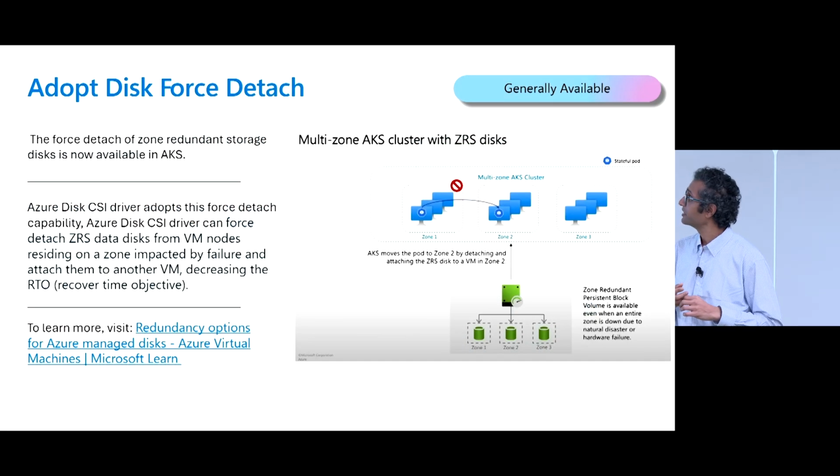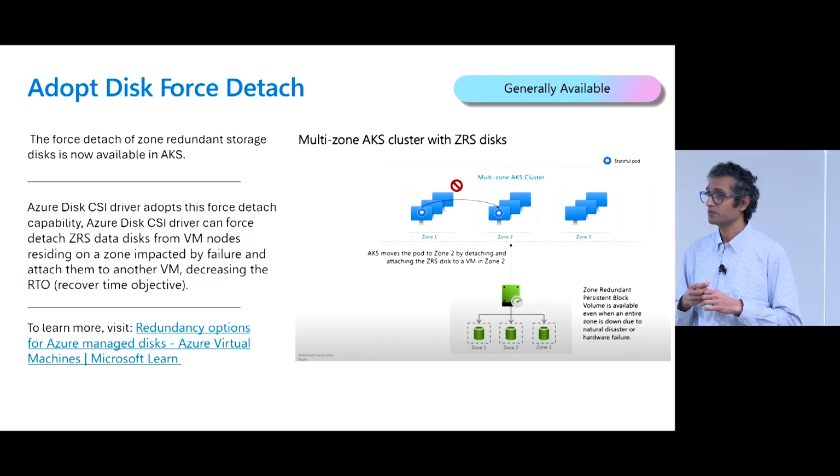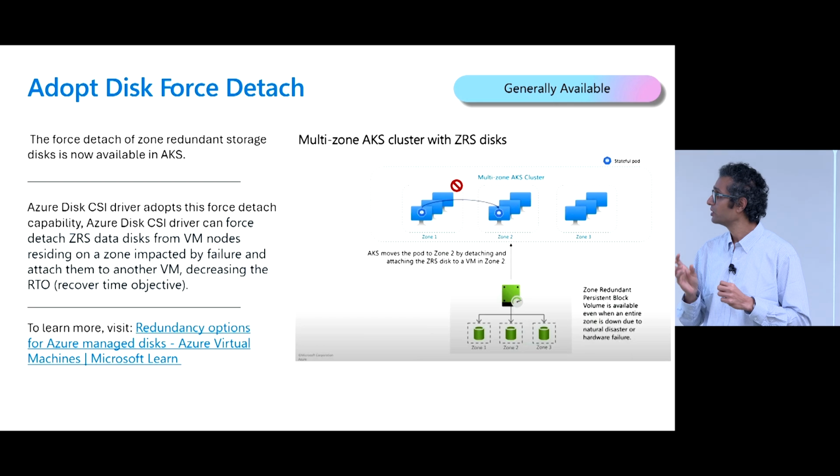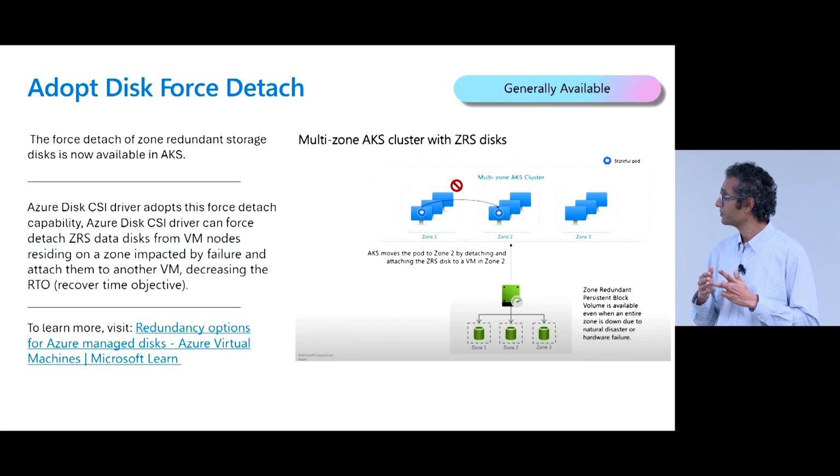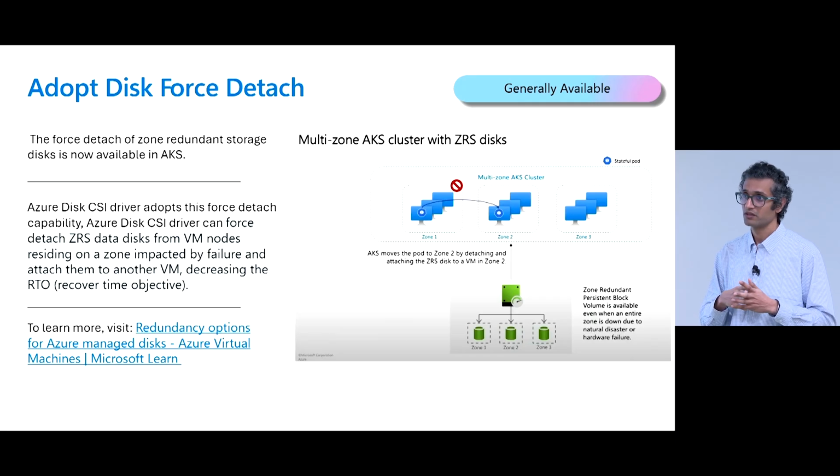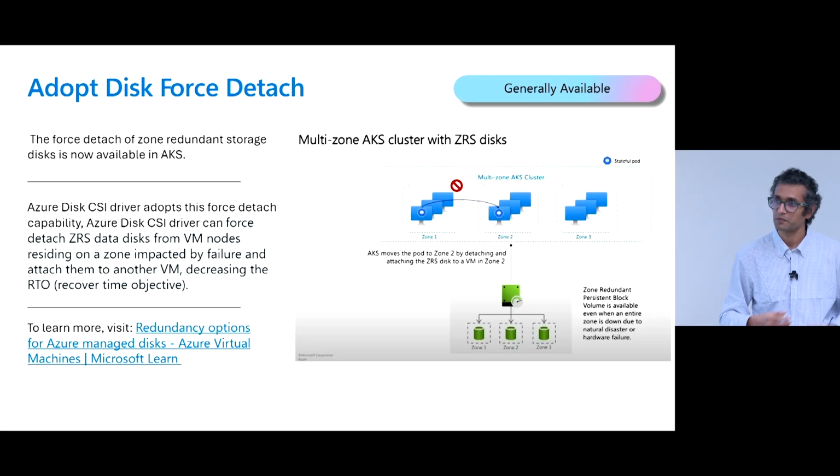And we're happy to introduce force detach of zone redundant storage, which is now available, and it is what your disk CSI driver adopts to do the force detach capability. That's quite crucial as we are talking about zonal level redundancy. You can think of ZRS disks: if the VM node a disk is attached to is impacted by a zonal failure, it can quickly recover by moving into another zone that is available. So this disk force detach is something that you can, yeah, go ahead.